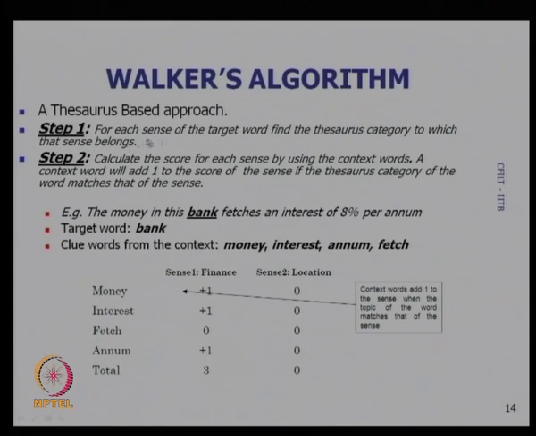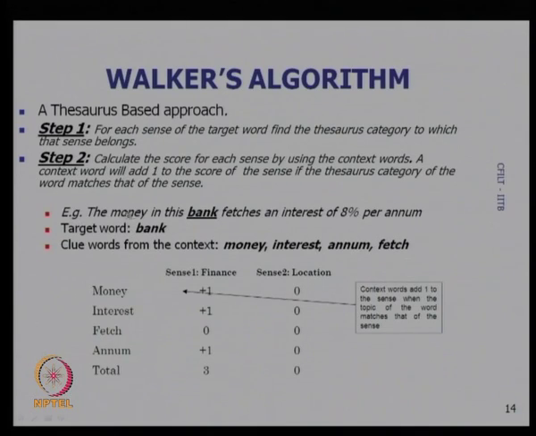The first step is that for each sense of the target word, find the thesaurus category to which that sense belongs, and step 2 is calculate the score for each sense by using the context words. A context word will add 1 to the score of the sense if the thesaurus category of the word matches that of the sense. For example, let us take the sentence, the money in the bank fetches an interest of 8% per annum. The target word here is bank, which we know has two senses, one is the river bank sense, the other is the financial bank sense.